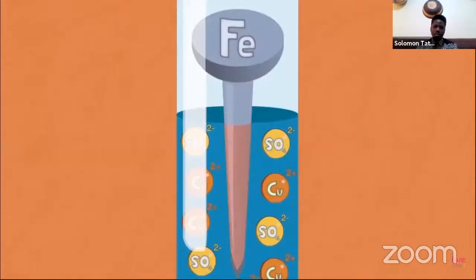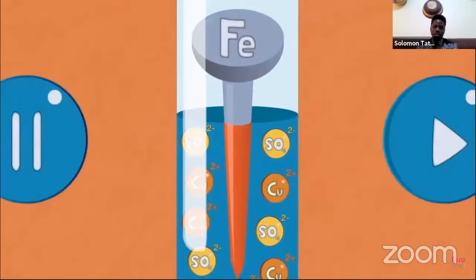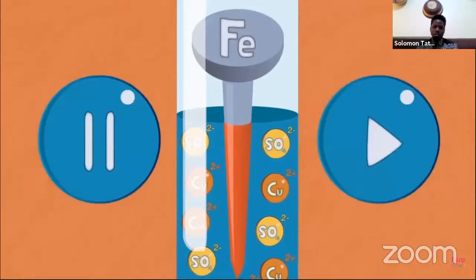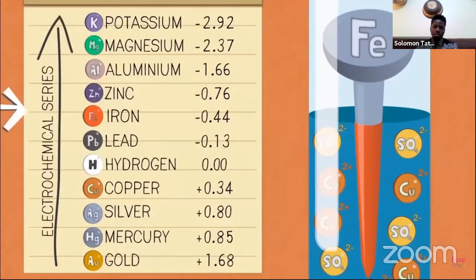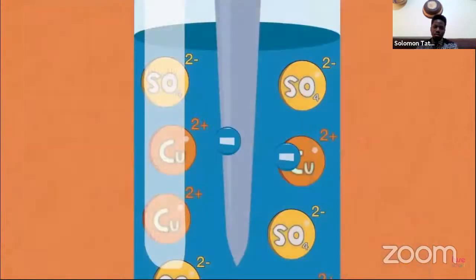Here's a challenge. Can you explain why the iron nail formed a copper coating when it was placed in a solution of copper sulfate? Pause, think, and continue when ready. The correct answer is that the iron is higher in the electrochemical series, so it gave away its electrons to the less reactive copper-2 ions in solution.